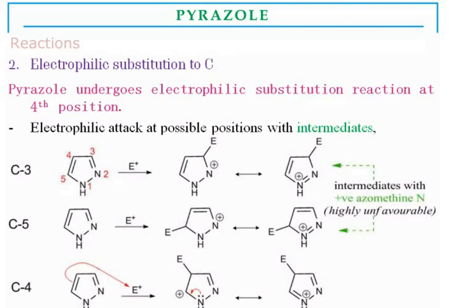So electrophilic substitution to carbon. This is another property. Pyrazole undergoes electrophilic substitution reaction at the fourth position. Electrophilic attack is possible at carbon 3, carbon 5, carbon 4. The intermediate with a positive azomethine nitrogen is highly unfavorable. So the fourth position is much more favorable.